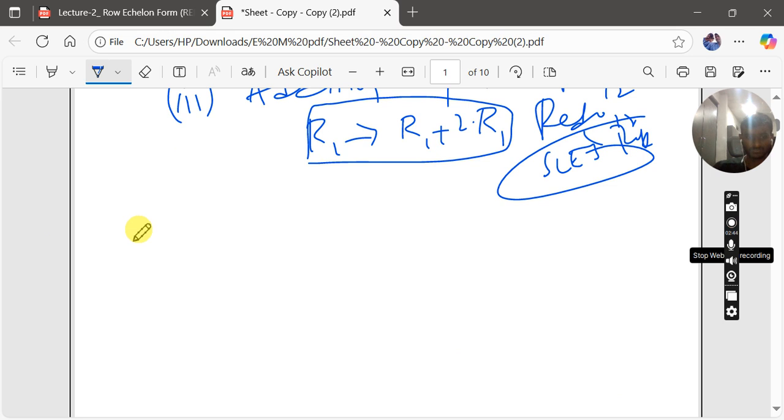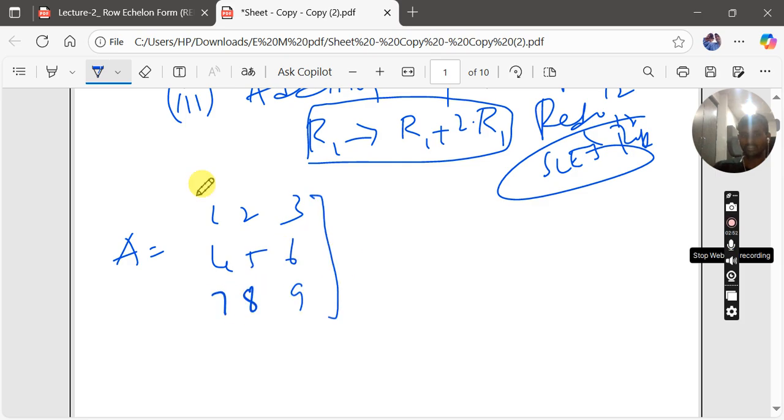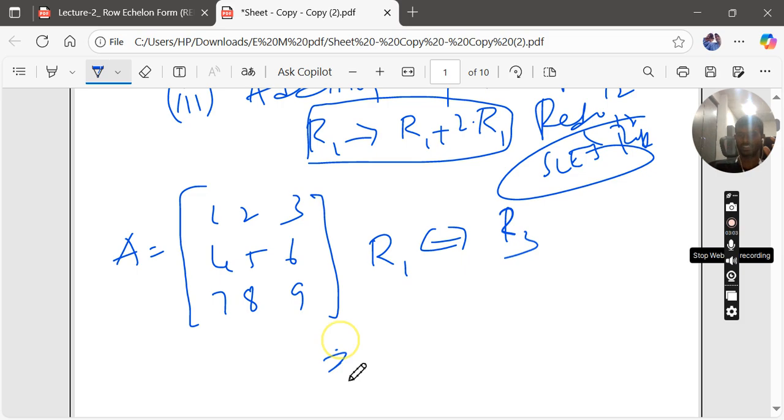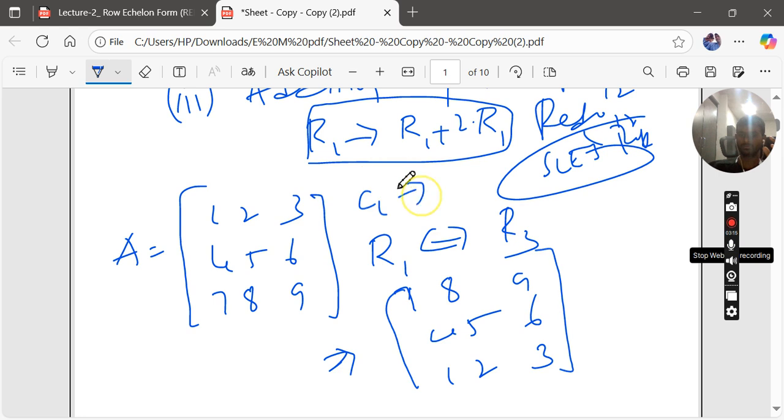For example, we have a matrix A equal to 1, 2, 3, 4, 5, 6, 7, 8, 9. Now you can see there is no divisibility possibility. So let's say I want to interchange R1 to R3. Then what will happen? 7, 8, 9, 4, 5, 6 will be the same, and 1, 2, 3, like this swapping. Similarly you can swap columns also. For example, if I want to swap C1 to C2, then what will happen? 2, 5, 8, 1, 4, 7, 3, 6, 9.